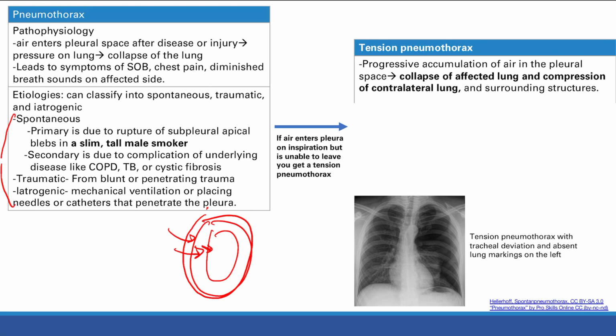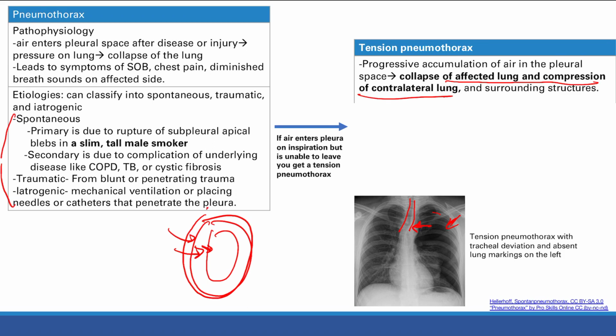And it's going to get to the point where you get total collapse of the affected lung, and compression of the contralateral lung. And what you're going to see is you also get compression of surrounding structures. So you see this trachea here is very telling. See, we have a pneumothorax on this side, and there's too much pressure here. So you get tracheal deviation.